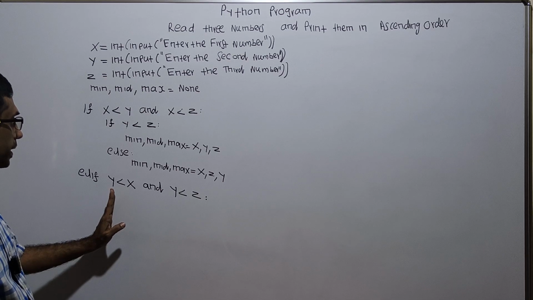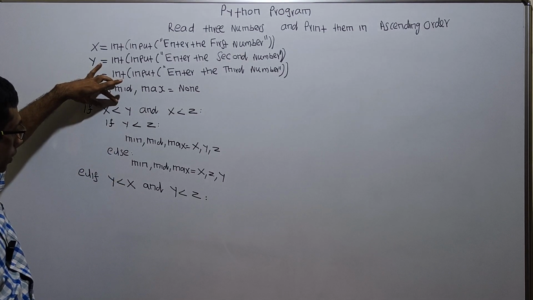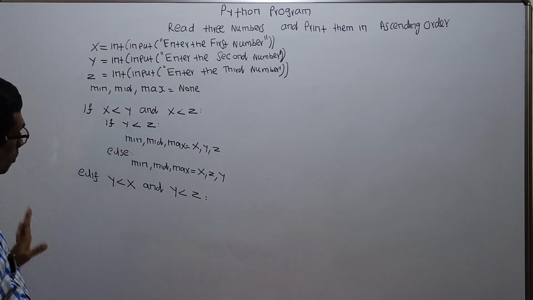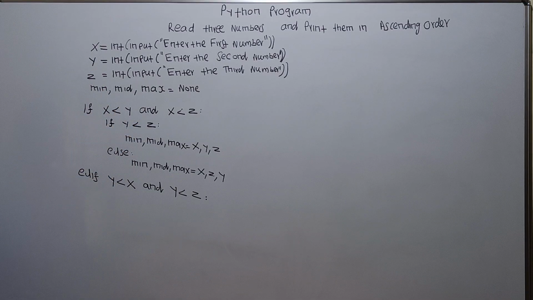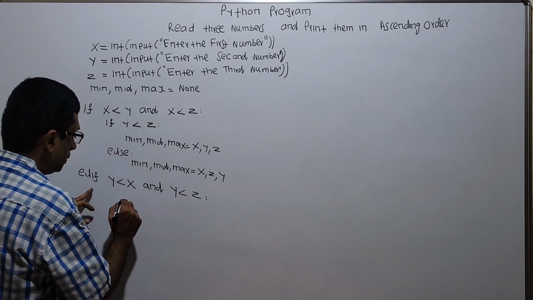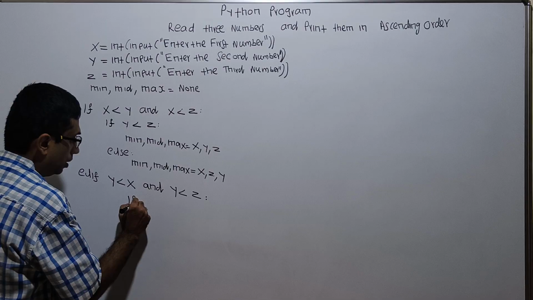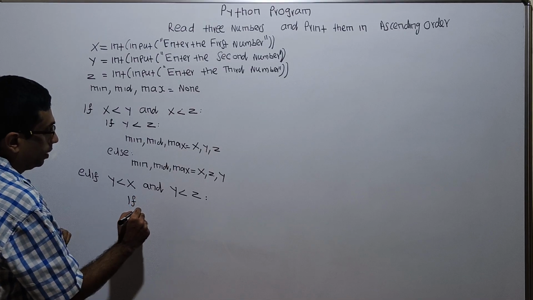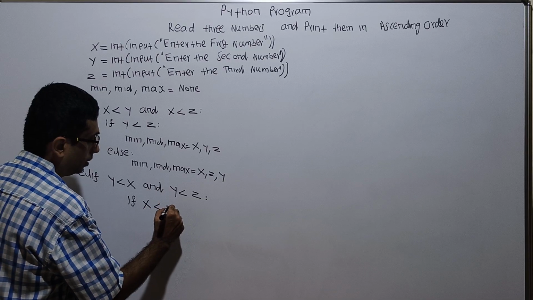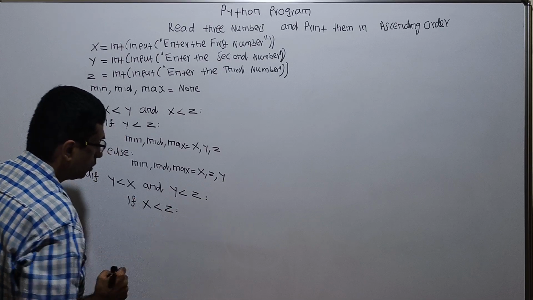For the block, you have to give an indentation. If the elif condition is false, the control will come to the else block. If this is true, this block will get executed and control will come out of the entire if, elif and else structure. If this is true, here I am checking another condition: if x less than z, this is also true.